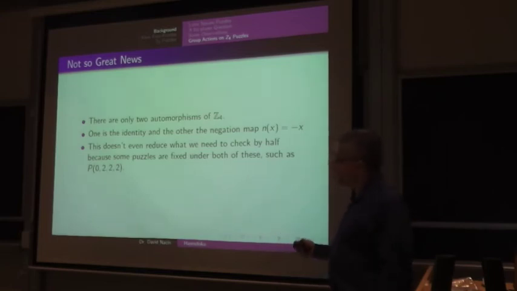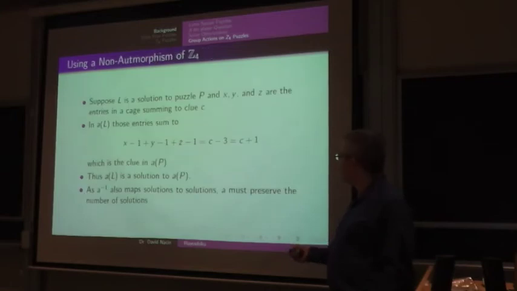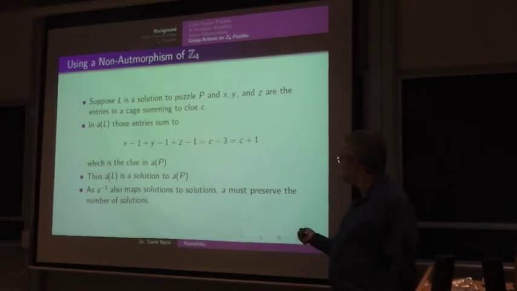But what I could also do is choose different maps. So what I can do is allow A to act on the puzzles by adding one to the clues, and on the Latin squares by subtracting one from the clues. And then I can use the fact that the clues happen to be in the three cages. So if I map over x, y, and z, which sum to some c in a puzzle, the x and the y and the z are each going to get subtracted 1, which gives me c plus 1, which is the clue of the new puzzle. So this is going to map solutions to solutions.